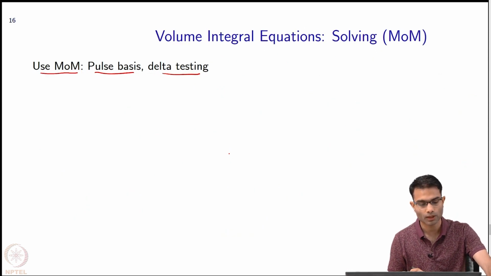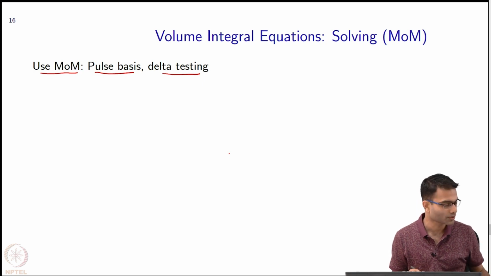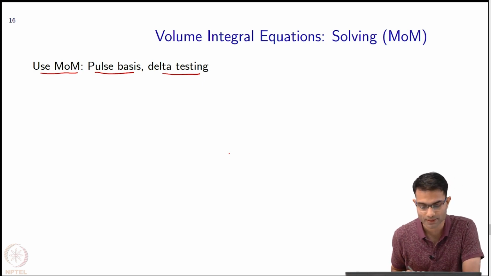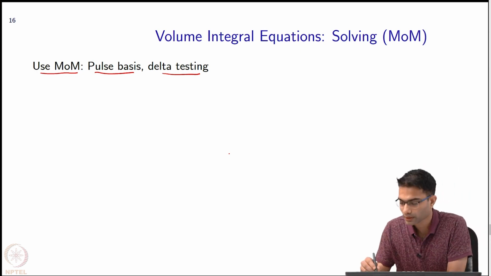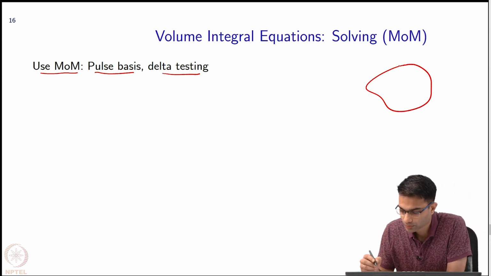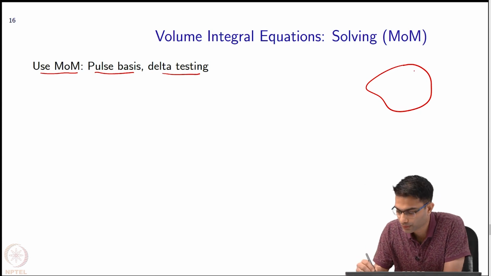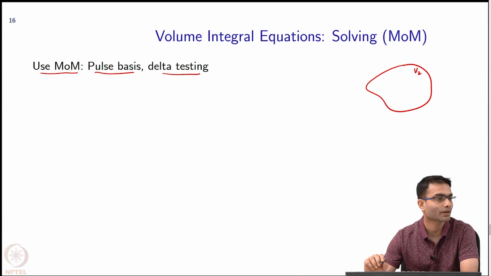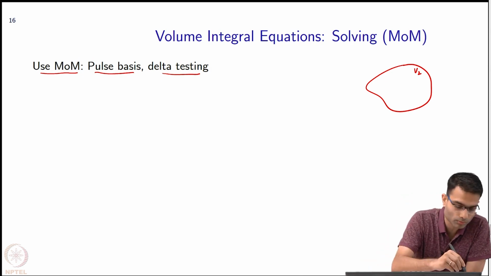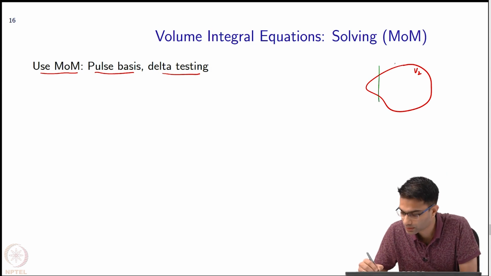Now, coming back to how we will actually solve this using the method of moments. So, pulse basis and delta testing. Okay. So, here is my object. Now, I am just going to show you V2, and as we have discussed, we are discretizing the volume. So, if I am discretizing the volume, I need to make a grid like this.